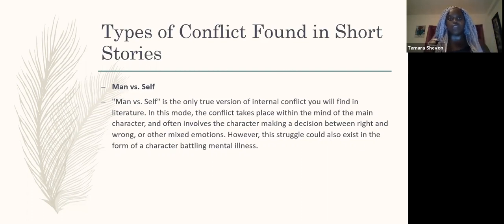So you have man versus self. Man versus self is the only true version of internal conflict you will find in literature. In this mode, the conflict takes place within the mind of the main character and often involves the character making a decision between right and wrong or mixed emotions. However, the struggle could also exist in the form of a character battling mental illness. So it's just a character versus themselves, okay?